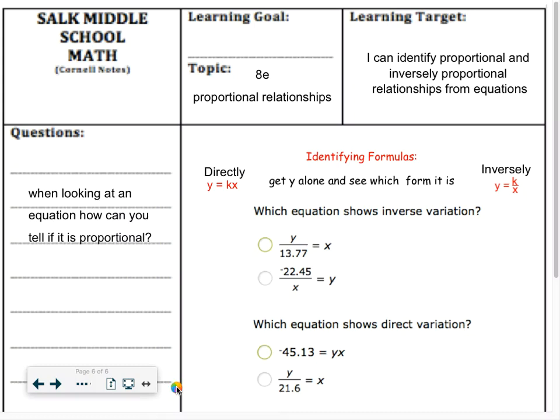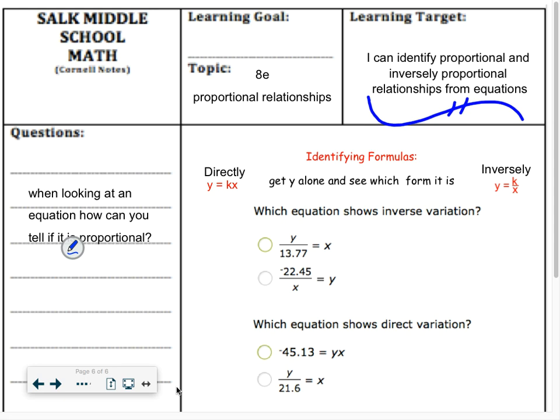So we're going to identify directly proportional formulas and inversely proportional formulas. We've worked with writing them, now we're going to work with identifying them, which seems like the easier standard. However, it gets pretty darn tricky after a while. Your learning target today: you can identify proportional and inversely proportional relationships given an equation.